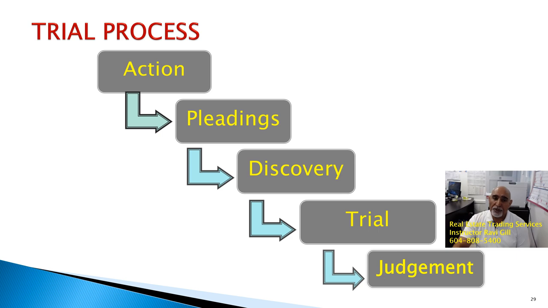Okay, the first part here, I listed it out for you. Action. Action is where something wrong happened. Really, in my opinion, the trial process should include the action. If there is no action, if nothing wrong happens, none of this will happen. But for your examination, the first part of the trial process is called the pleading.